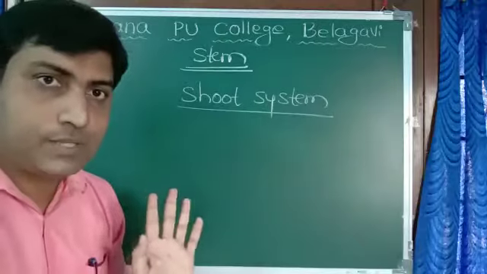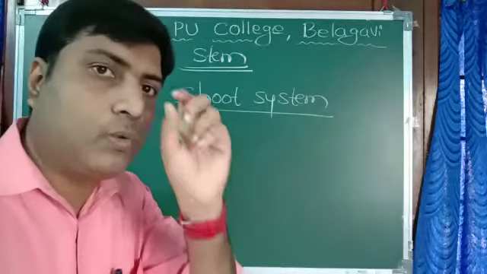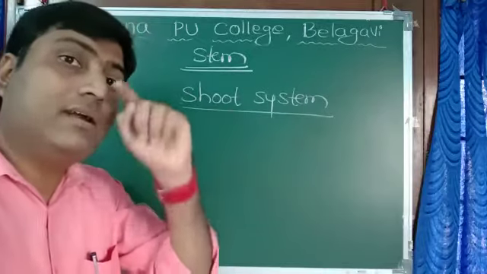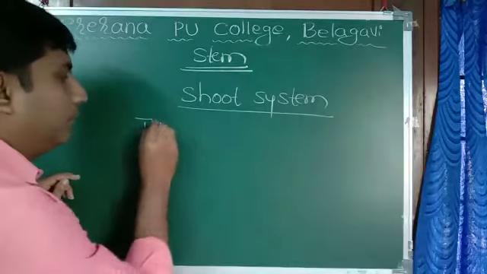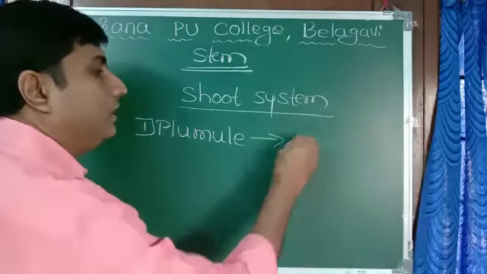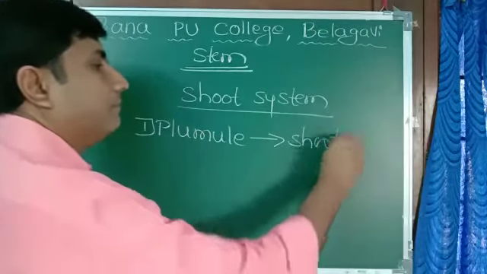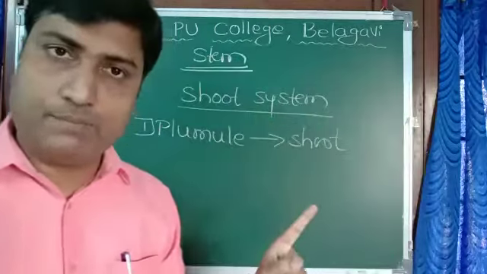Totally called as shoot. As I told earlier, in seed there are two parts. One is radicle. Radicle develops into root. One more part is called plumule. Plumule develops into shoot or stem, the shoot system. This we have to remember.